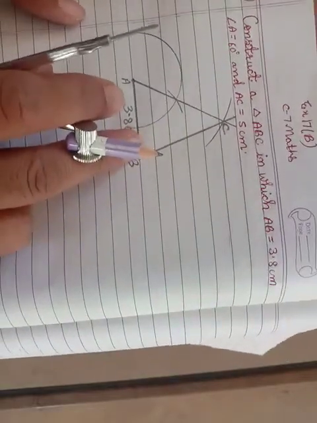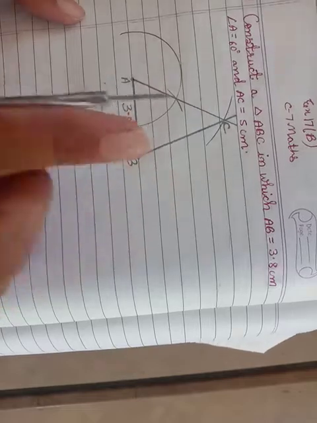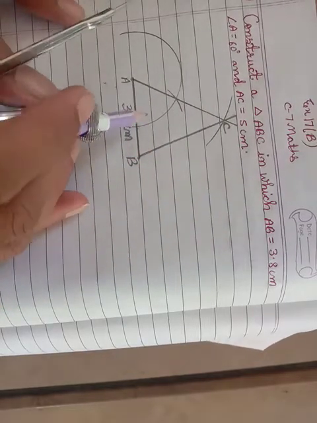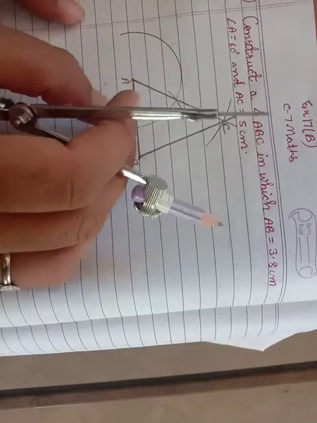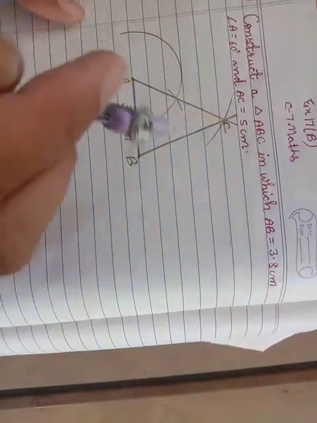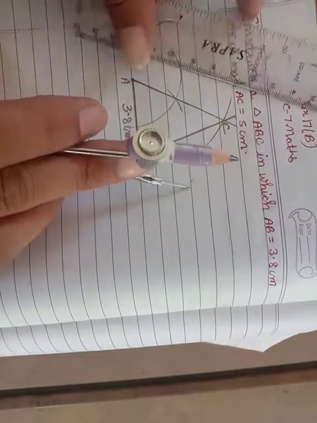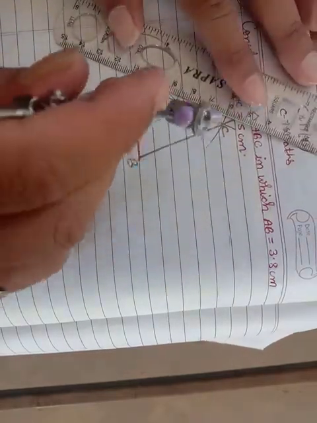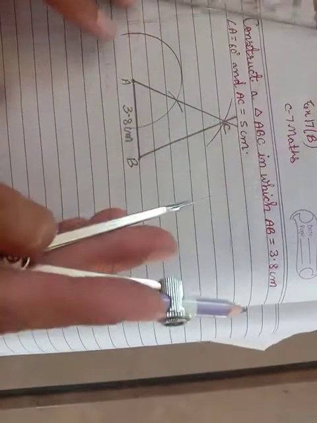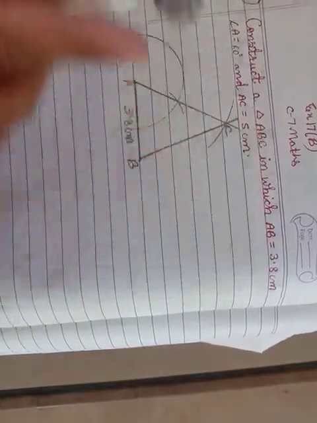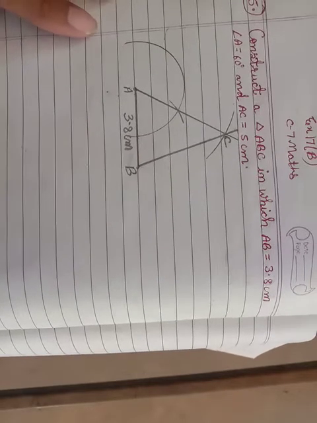Okay students, and in your own way you have to write the step of construction. Like draw a line AB 3.8 centimeter, make an angle of 60 degree at point A and on the join draw this line and cut an arc of 5 centimeter with here point C and join with C to B. Like this you have to write in your own word.